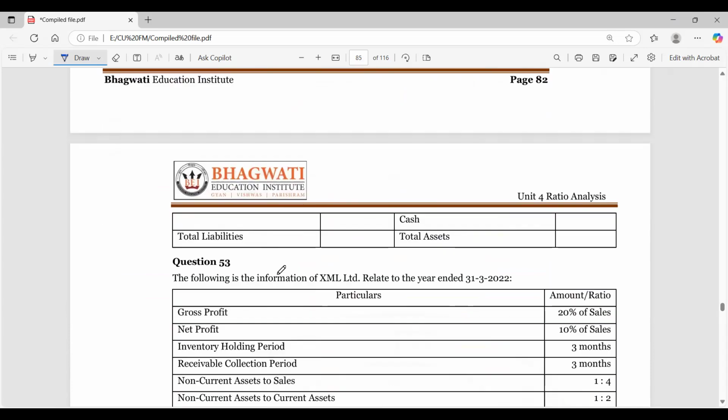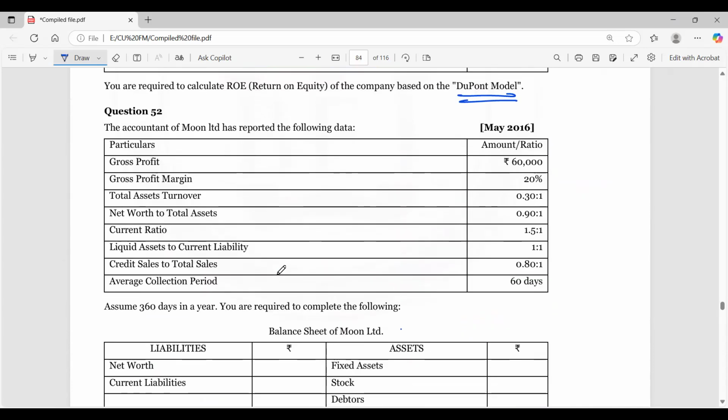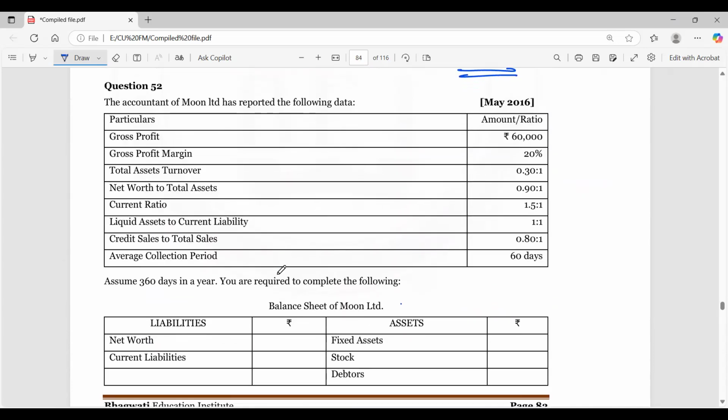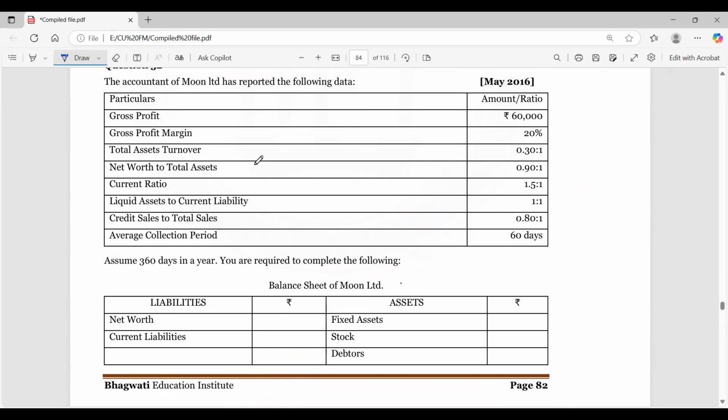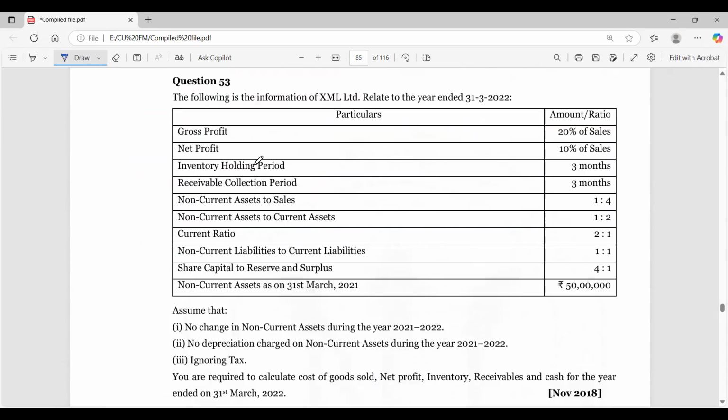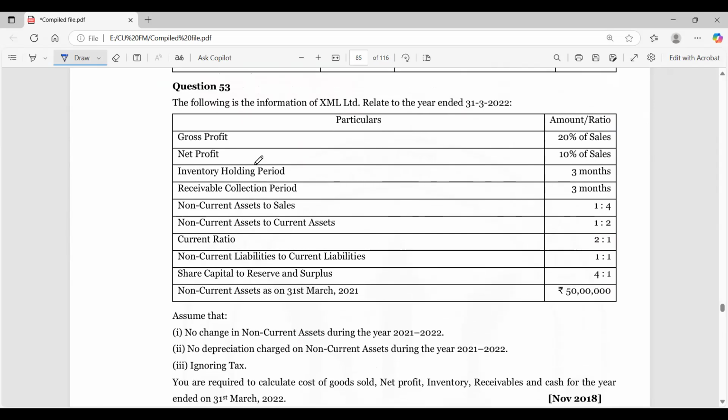Question number 52. Yeah, it was easy only, but question number 52 we will do in the class. 52 we will do.